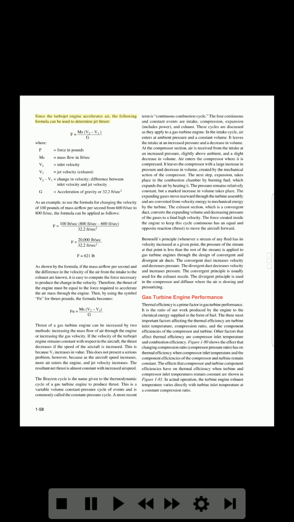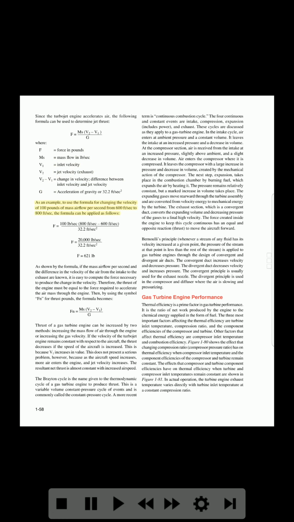Since the turbojet engine accelerates air, the following formula can be used to determine jet thrust: Fn = ṁ(V2 − V1)/g, where F equals force in pounds, ṁ equals mass flow in pounds per second, V1 equals inlet velocity, V2 equals jet velocity (exhaust), V2 minus V1 equals change in velocity (difference between inlet velocity and jet velocity), and g equals acceleration of gravity, or 32.2 ft/s².